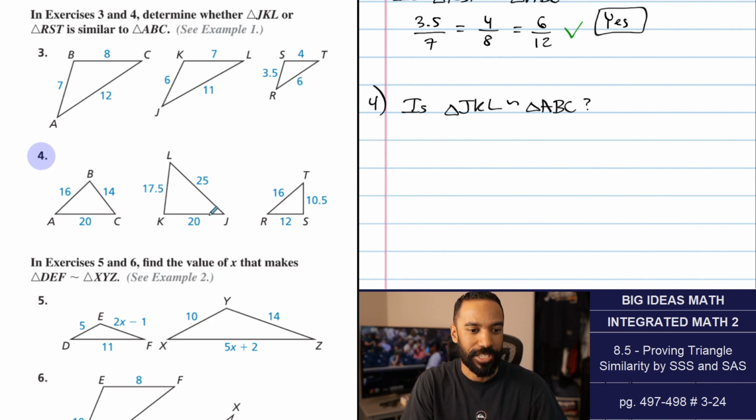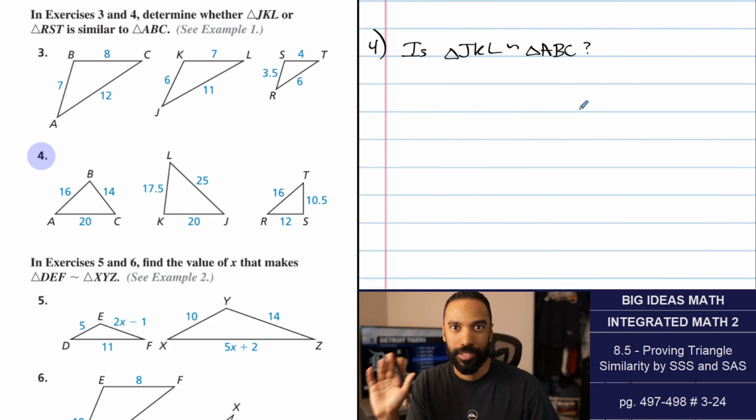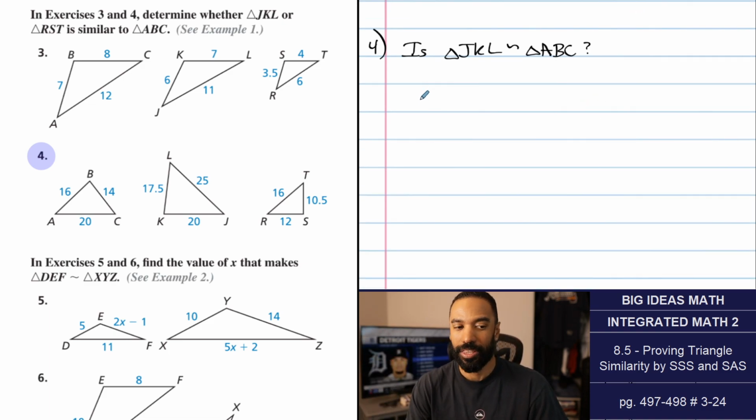So JK itself is 20. And AB itself is 16. Those are both the middle side lengths, if you will. They are the ones that are not the shortest or the longest. So it's good that they're doing the test that way. And I think they're going to keep it like that. So let's do 20 over 16, which is 5/4 as a reduction. Divide those by 5. 5/4.